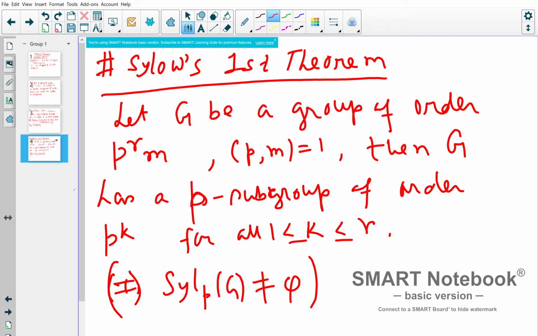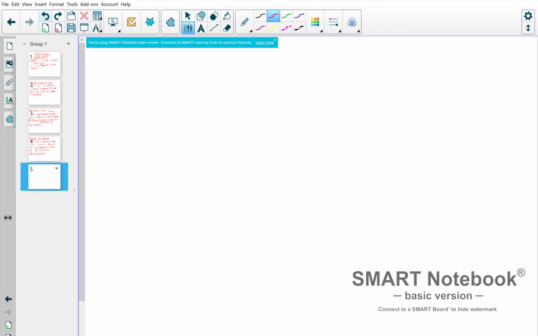Now obviously, this is a very strong theorem. This is a generalization of Cauchy's theorem. Cauchy's theorem tells you that if P divides the order of the group G, then you have a subgroup of order P. Here you are saying you have not only a subgroup of order P, you have subgroups of order P, P square, and even the highest power, P power r. So this is stronger than Cauchy's theorem. Let us prove this. The proof will be by induction.